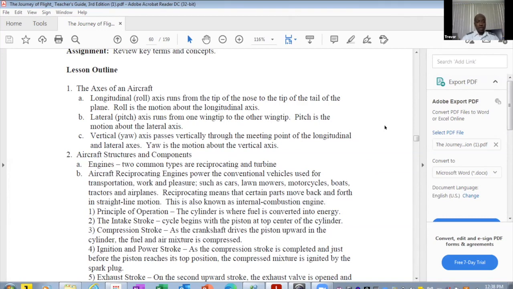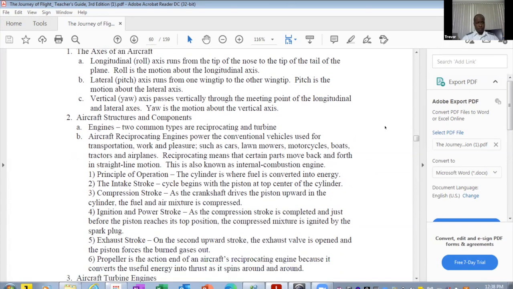Now let's look at the structure of the aircraft, its structures and components. Many of you are familiar with basically two types of engine. If it's not a reciprocating engine, it's a jet engine. So we have the reciprocating engine and we have the turbine engine, which we call jet.